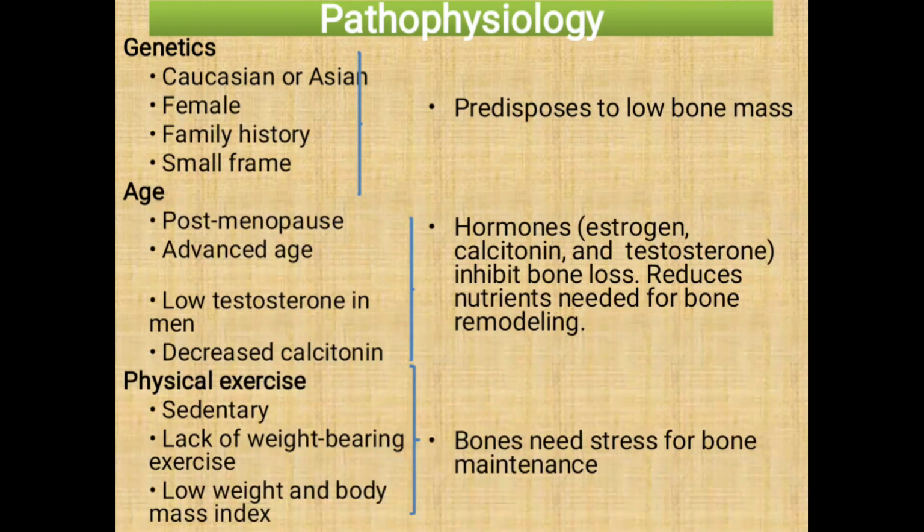So genetics, watu Caucasian ama Asian wako more affected na bone loss, females ama female family history ama small frame. Then age, watu wamefika menopause ama watu wamezeeka, na pia wanaume wako na low testosterone ama decreased calciferol.